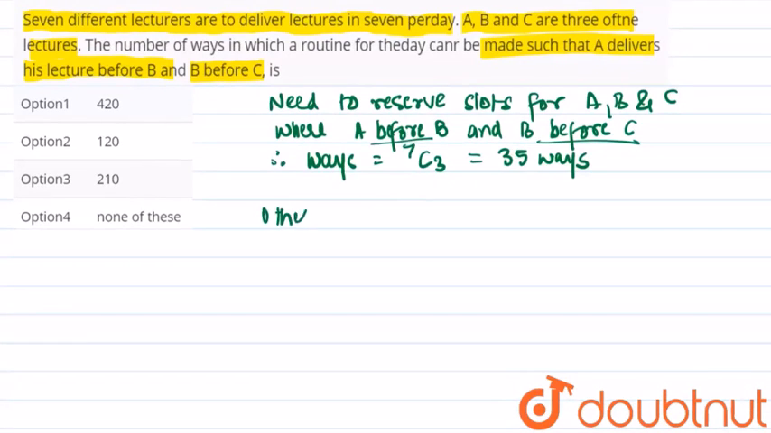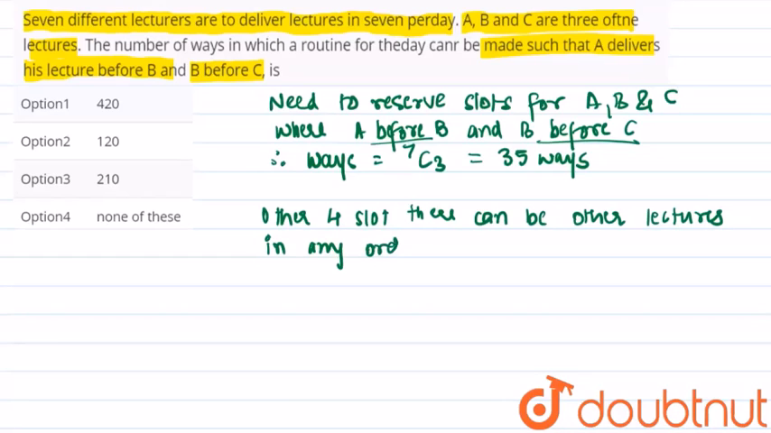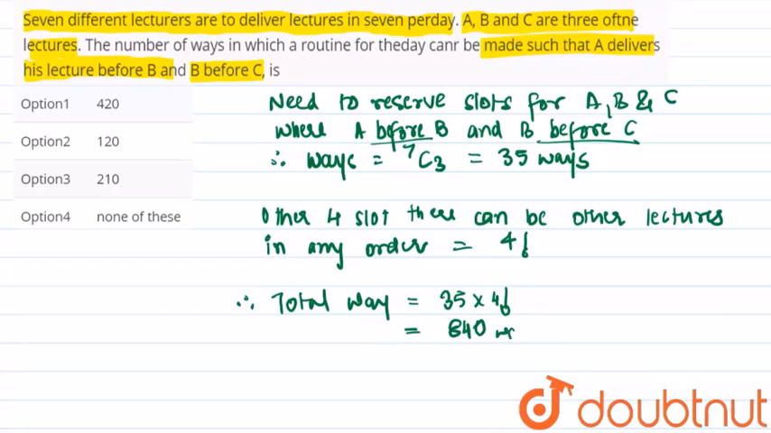So the other 4 slots that are remaining can be filled by the other lectures in any order, as no order has been specified for the other 4 slots, so the number of arrangements can be made in 4 factorial. Therefore, the total number of ways is 35 into 4 factorial, that is 840 ways.